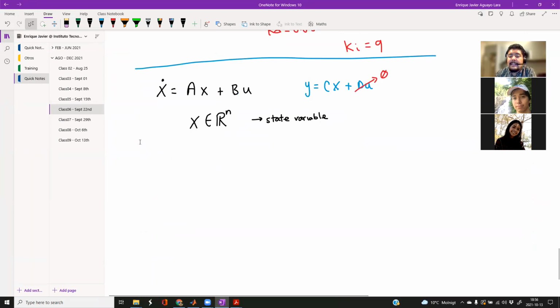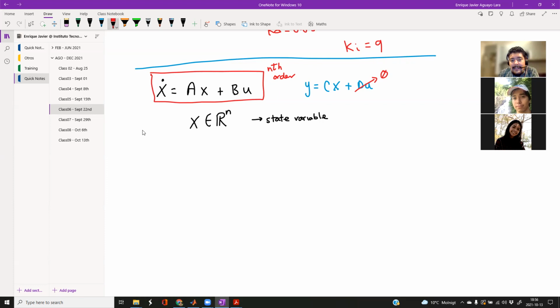So x is the state variable of our system. It contains all the internal variables that will help us to understand how the system behaves. And the derivative of x over time is the dynamical representation of the system in an nth order differential equation.